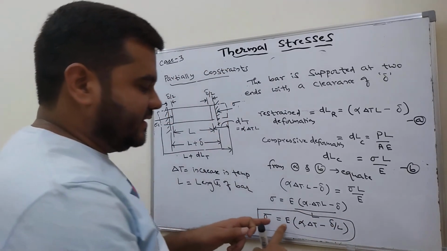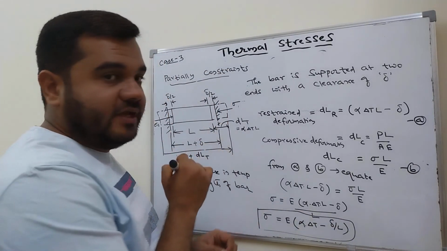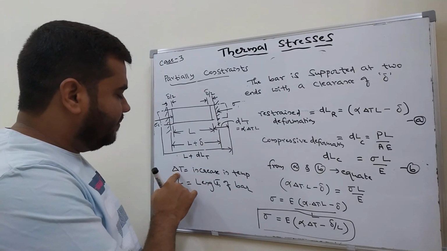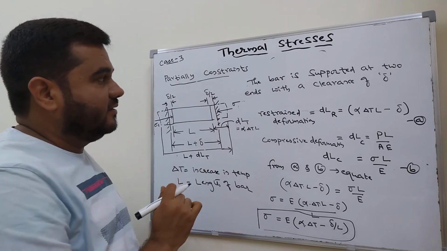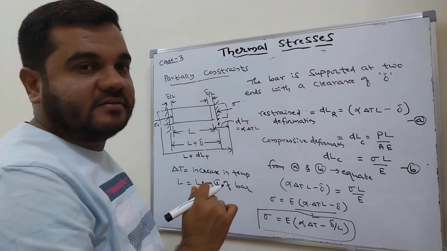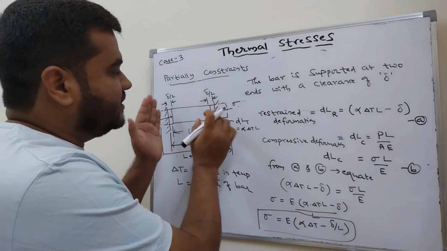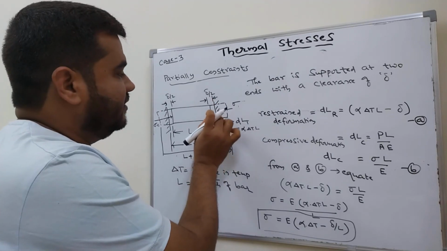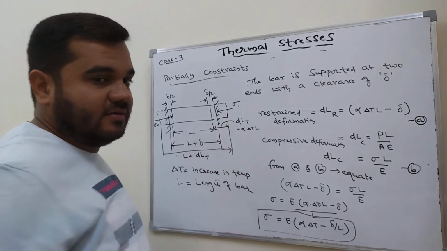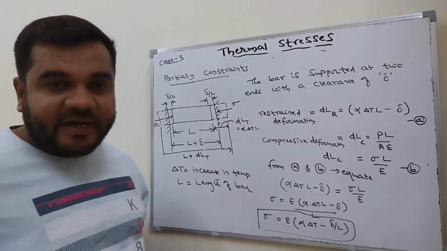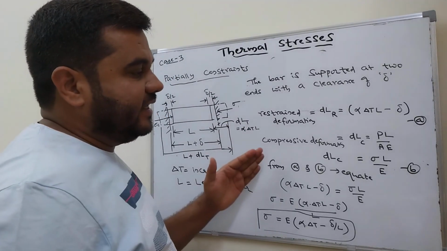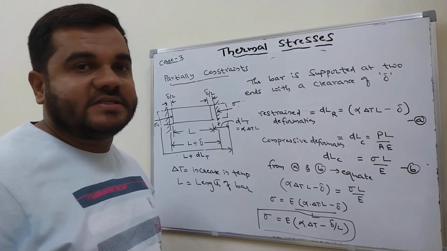So this much stress is developed in the body due to an increase in temperature of delta T, and it is partially restrained, partially constrained. You are applying the supports at a clearance distance of delta. Okay, this is how, depending upon the situation given, we need to apply the conditions here.